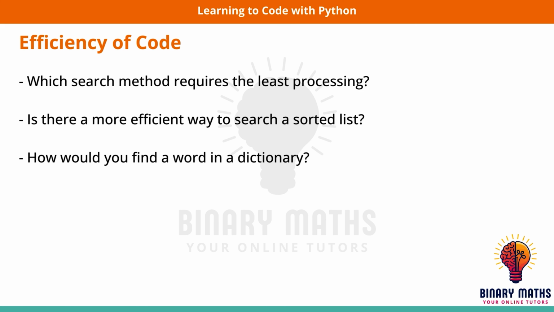So which of these methods is the most efficient? Linear search checks every item, which can be slow. Random search is faster, but still unpredictable. The best method for sorted lists is binary search, which we'll learn next. It's much faster because it divides the list in half each time. Let's see how it works.